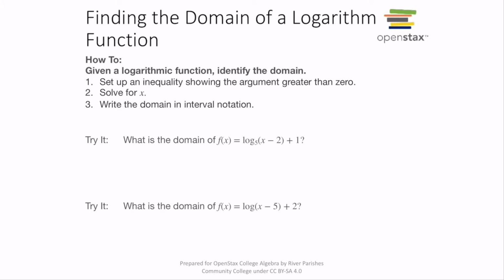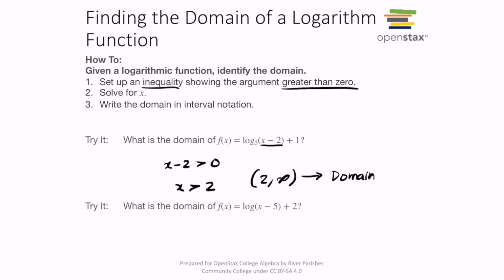So let's try and find the domain of any given function. The first thing we do is set up the inequality showing the argument greater than 0. This is the idea behind it, because the argument of a logarithm can never be 0 or less than 0. Here the argument is x minus 2, so we have x minus 2 greater than 0. When you solve, you get x greater than 2. So the domain is the open interval 2 comma infinity.